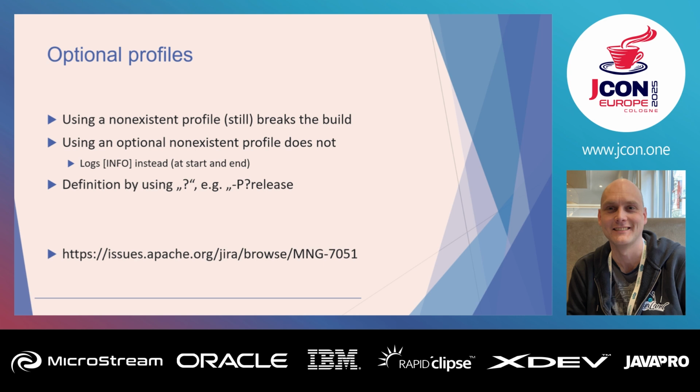And how do you use that? Literally the same way as before, the -P argument for activating profiles. But instead of a white space or no space before the name of the profile, you just put a question mark there, and then Maven 4 recognizes, oh, this is an optional one. If it doesn't exist, don't break the build.